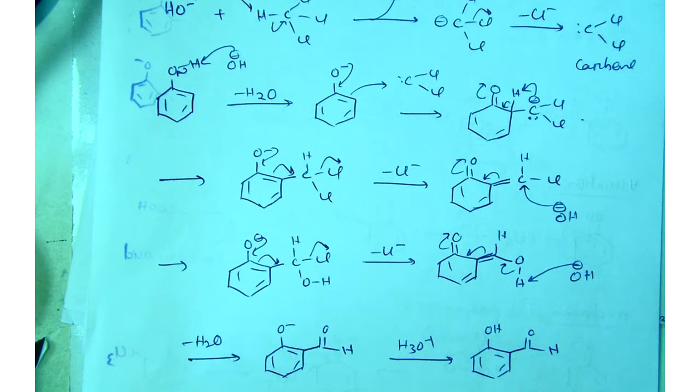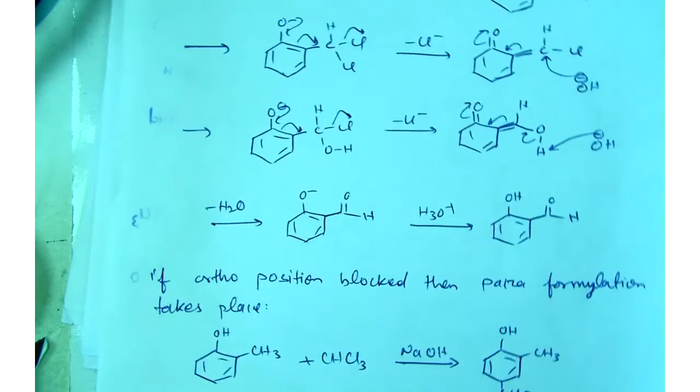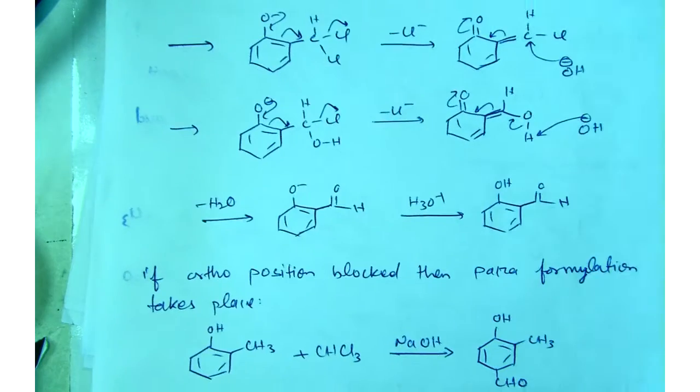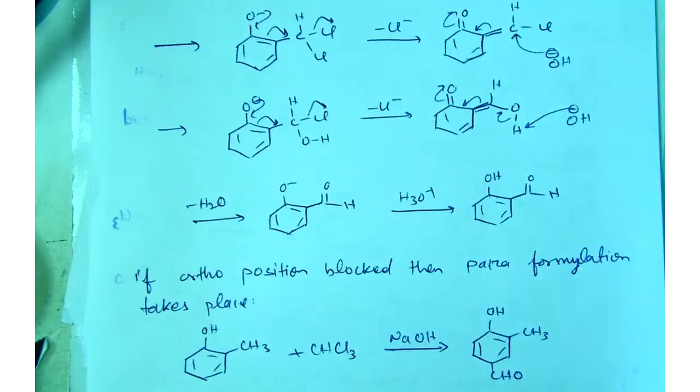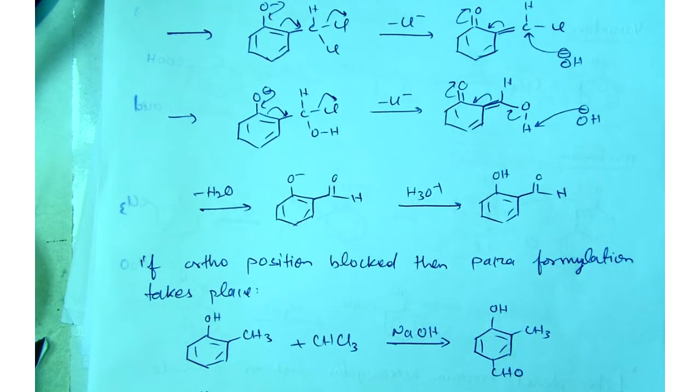One point you can notice: the major product is ortho, but if the ortho position is blocked by a group, then para formylation will occur, with the CHO at the para position, using the same reagent. So that could be one variation of this. Mainly you have to remember that CHCl3 produces CHO at ortho, but if ortho is blocked, you get mainly para.